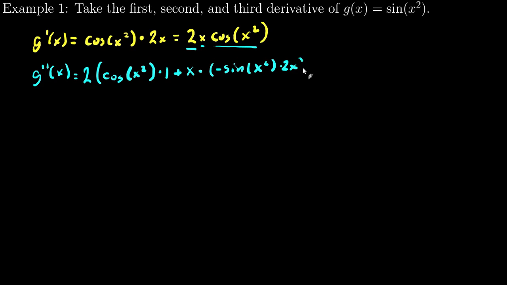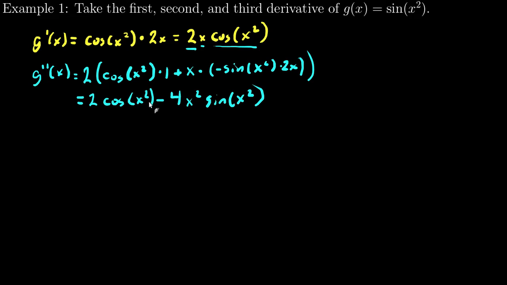Okay, let me make sure I have the correct number of parentheses. All right. And so let me clean this up a little bit. So I'll distribute the 2 through and combine some like terms, and I'll get 2 cosine of x squared plus the 2 times this 2 gives me 4, but I guess I should have a minus because of this negative sign, minus 4 x times x gives me x squared sine of x squared.